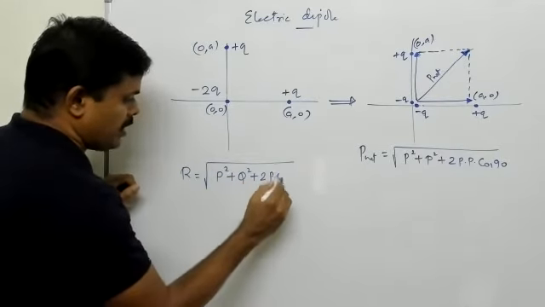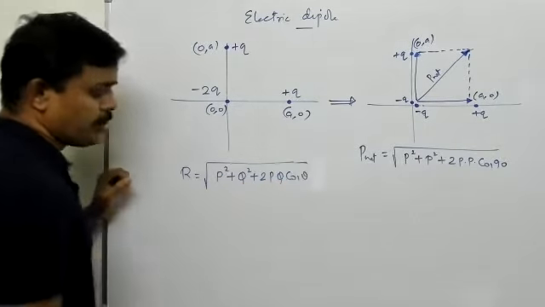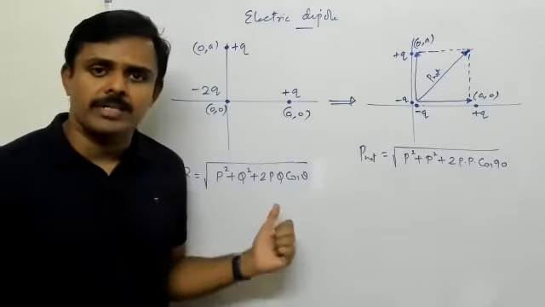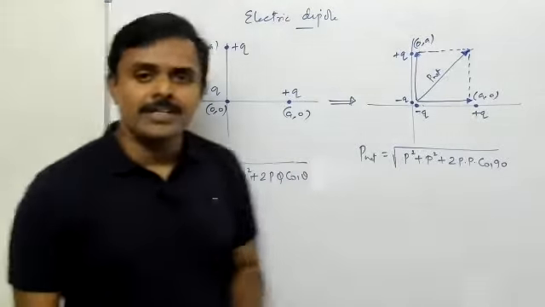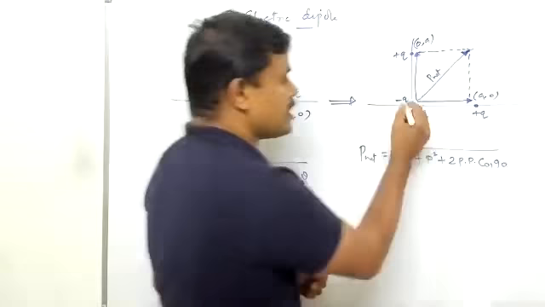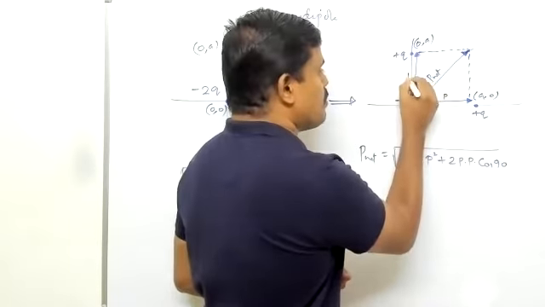P square plus Q square plus 2PQ cos theta. You have done this a million times in class 11, so hope you remember this. That is how you take the resultant of 2 dipole moments. This dipole moment is P. This dipole moment is also P.